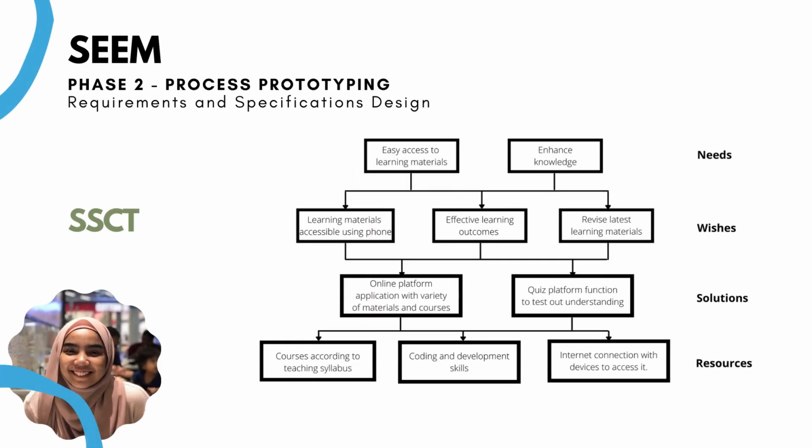Next is phase 2, which is process prototyping. We have produced a service system concept tree under the requirements and specifications design. As shown in the figure, there are 4 elements in the tree, which are needs, wishes, solutions, and resources. In the resources, there are courses according to teaching syllabus, coding and development skills, and internet connection. These resources will then be used to create and implement the desired solutions.